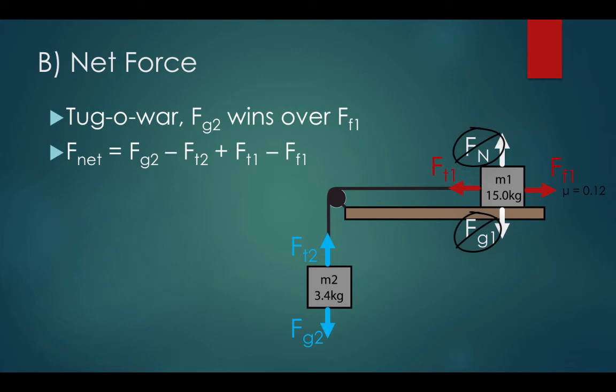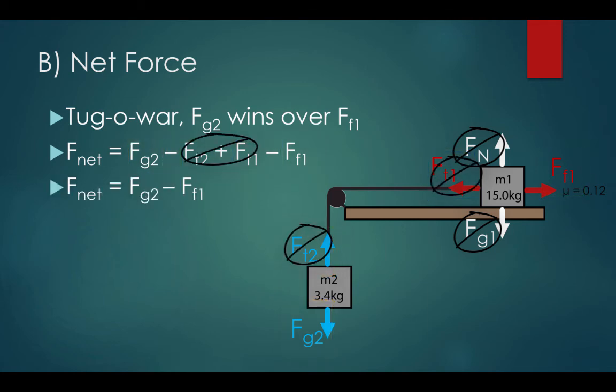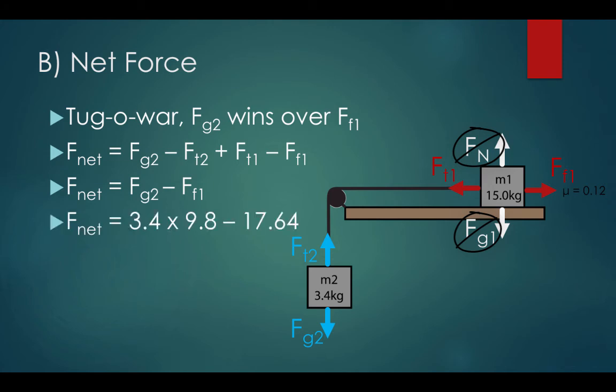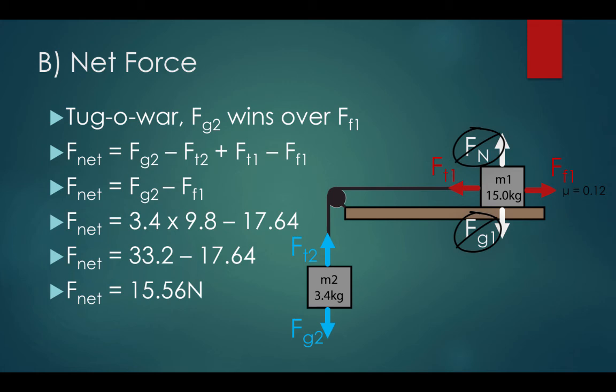That makes net force equal to force of gravity at mass 2 minus tension at mass 2 plus tension at mass 1 minus force friction at mass 1. Since tension is equal but opposite at each end of the rope, F net is Fg2 minus force friction. F net is 3.4 times 9.8 minus 17.64. That's 33.2 minus 17.64. F net is 15.56 newtons. Since the acceleration of the system is in two planes, that is down for mass 2 and left for mass 1, it is necessary to keep those directions in mind when answering questions like acceleration, which we'll do next.